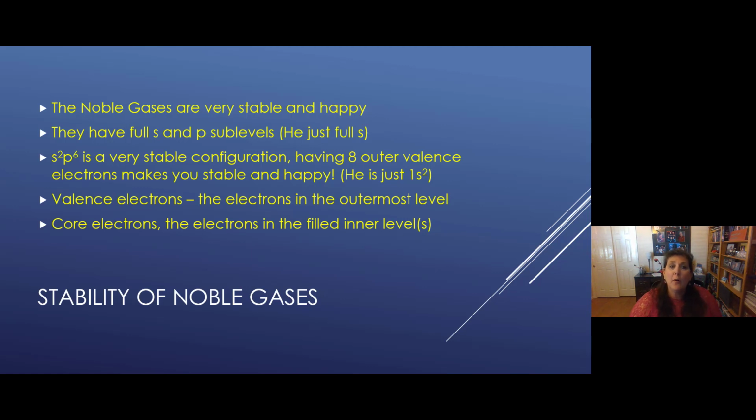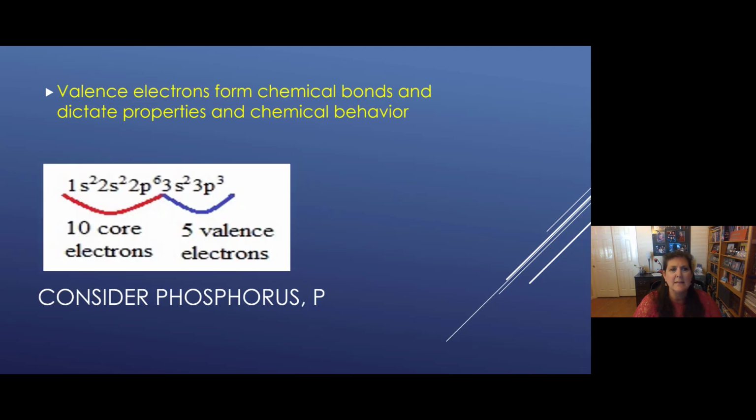Now those are the outermost level electrons. The ones in the inner levels that are filled are called core electrons, and no one cares about core. Let me explain a little more about valence electrons. Valence electrons are the ones that can be shared or transferred, gained and lost with other atoms. And so they're the ones that make bonds. They dictate everything about that atom. They dictate the properties and the chemical behavior of that atom, how it behaves and acts.